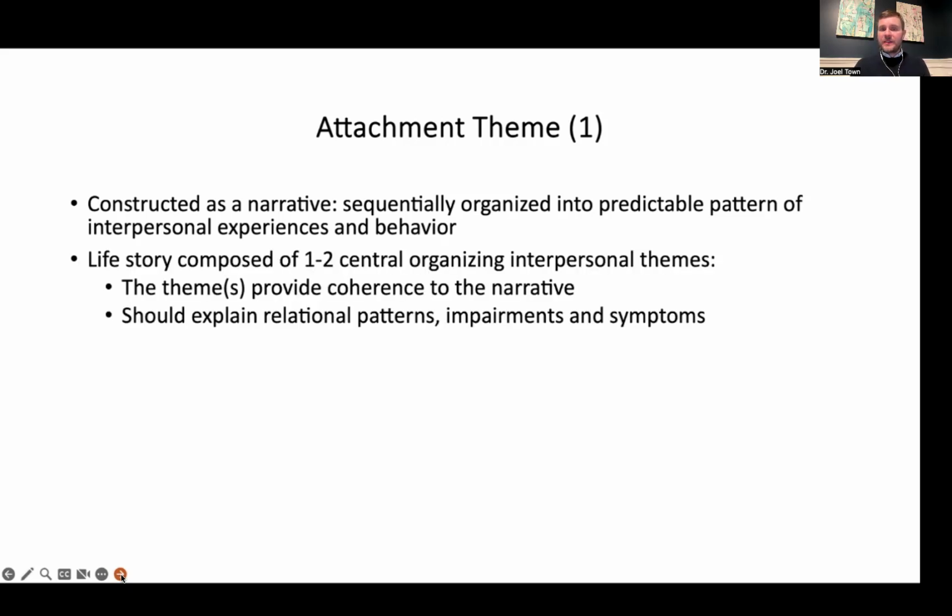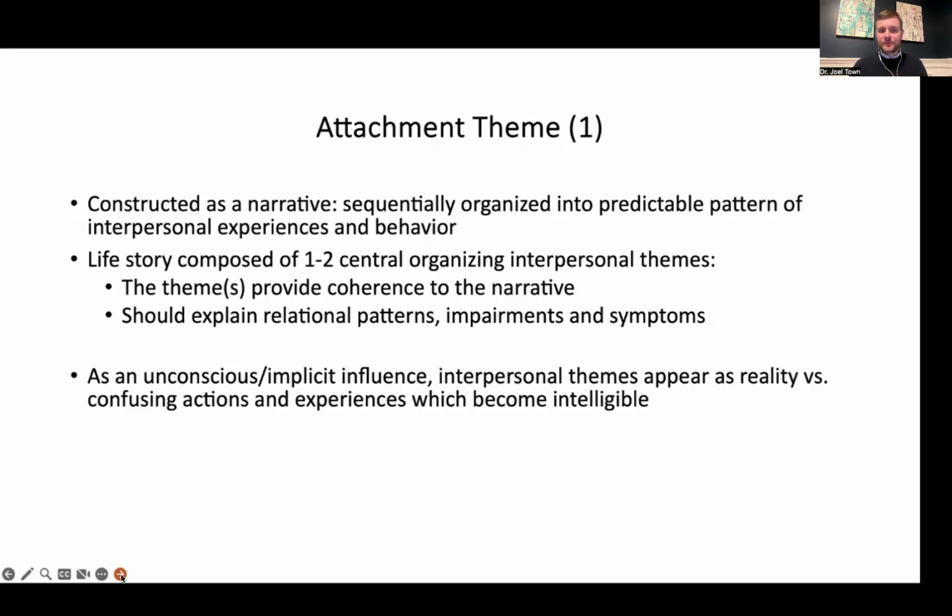Often we can see that there's one or two key themes or key stories, which are organizing interpersonal themes which help us understand the types of difficulties a person experiences in life. And this is structured around ultimately their early attachment relationships. So these themes provide a coherence to the narrative they've had in terms of their life history. And typically, we'd expect that they'll help us understand the nature of the difficulties and symptoms and when they actually begin to manifest.